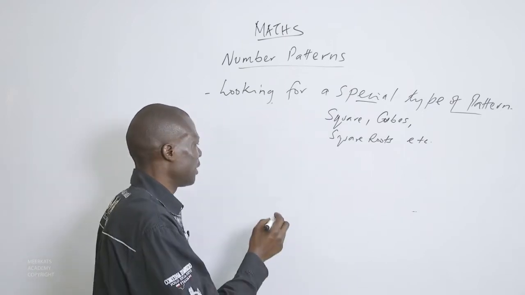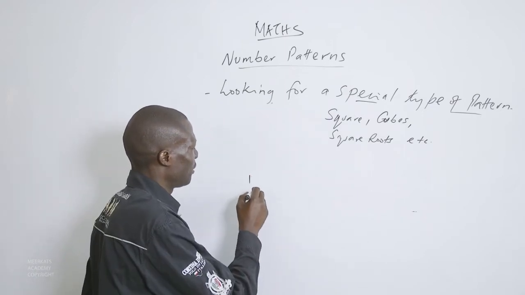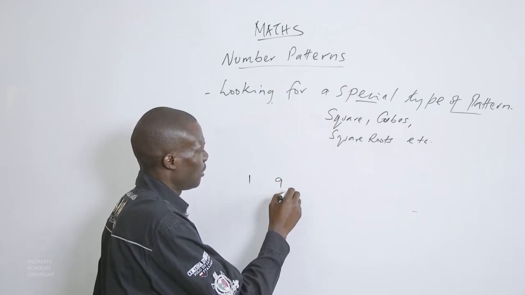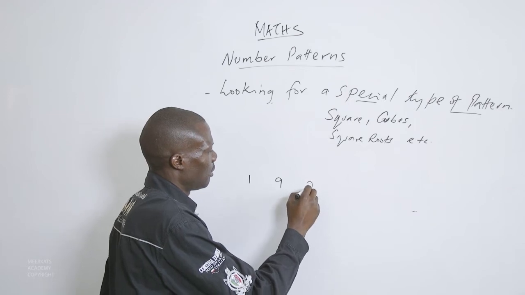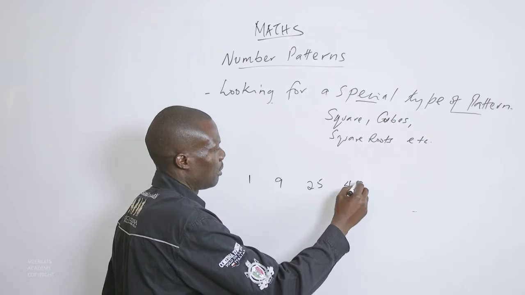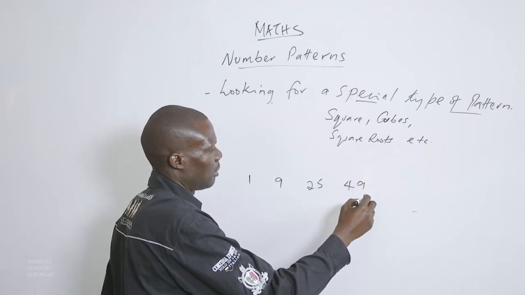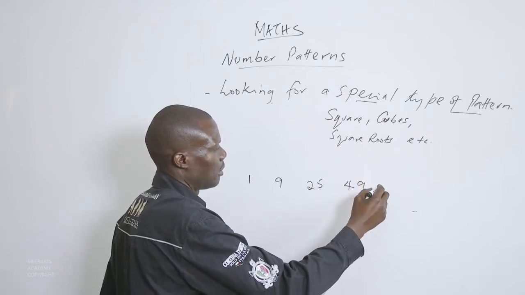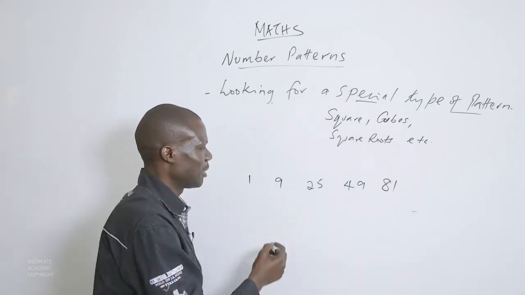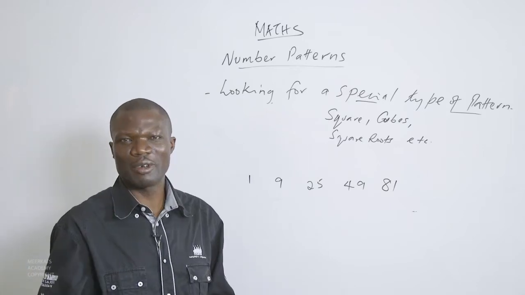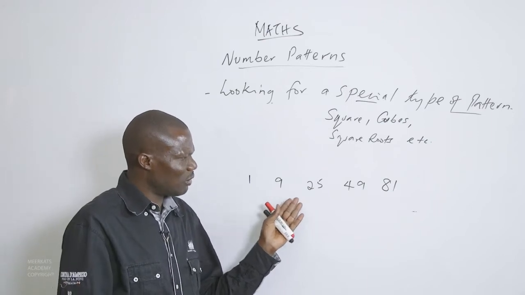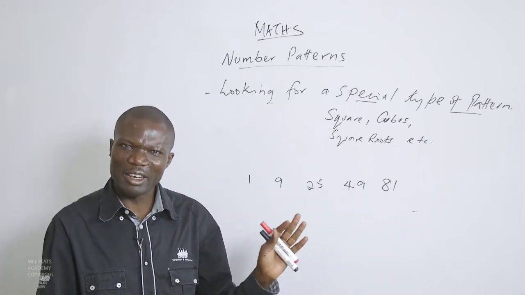Look, for example, at this. I want you to look at this. This is a pattern of numbers. This is a sequence of numbers. Now, what is happening here? What is the relationship here?